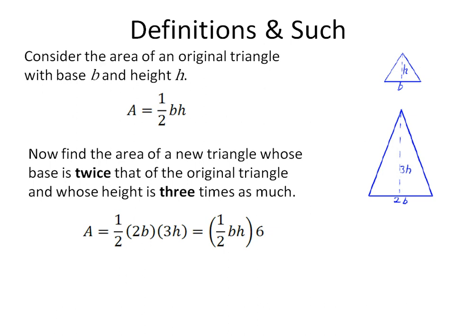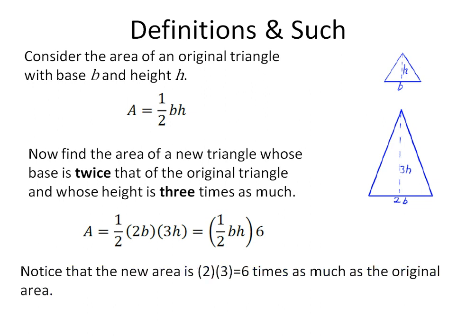Now the 1/2 of bh, what you're going to see here is that's what the original area was. So the area has changed by a factor of 6, which is the 3 times the 2. This is because this is a linear formula. Because the linear formula doesn't have anything else going on like a squared term, this gives us that it's simply 6 times as much as the original area.